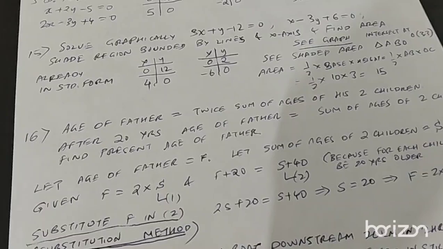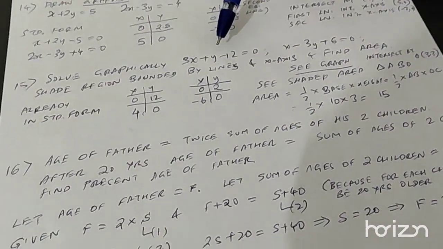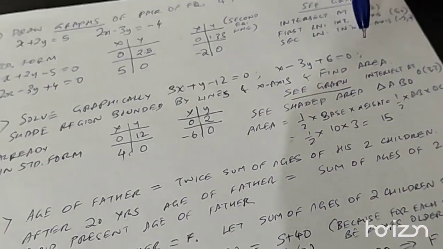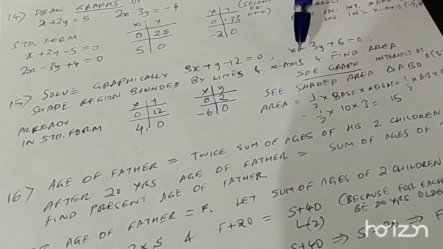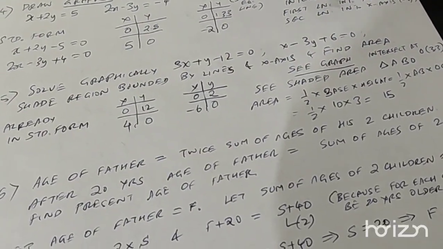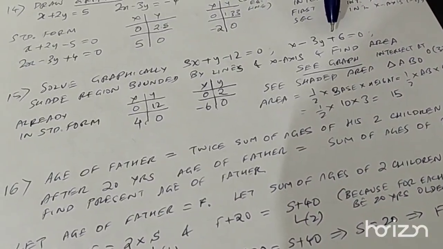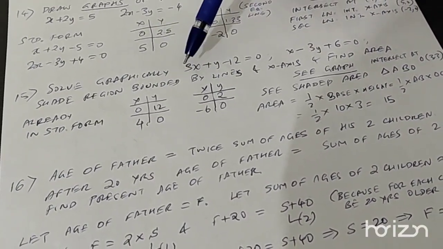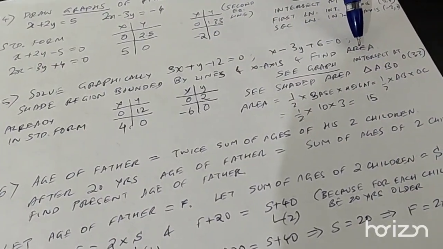So going to the next question. Okay. Solve graphically 3x plus y minus 12 equal to 0 and x minus 3y plus 6 equal to 0 and shade the region bounded by these lines and the x-axis and find the area. So they have given 2 equations of 2 lines. You have to plot the lines. That is easy. Then they are also saying that shade the region bounded by these lines and the x-axis. That's also easy. And then find the area.